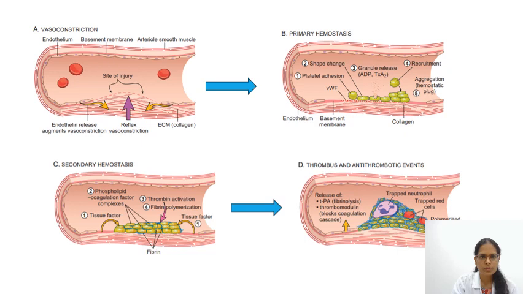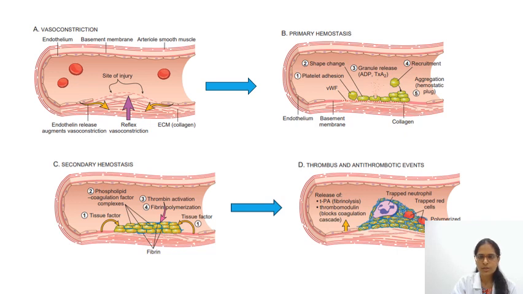So this is a diagrammatic representation of how the platelet plug is formed and stoppage of bleeding. First there is reflex vasoconstriction, in which the arterioles will constrict immediately when there is injury to the endothelium. But this is a very transient process. It usually lasts only a few minutes.